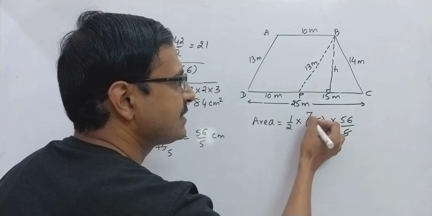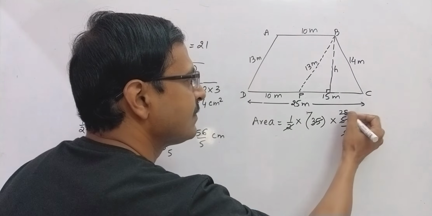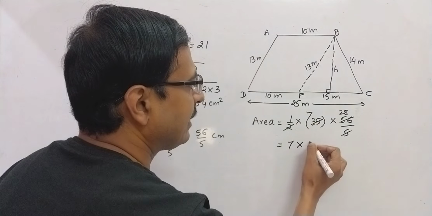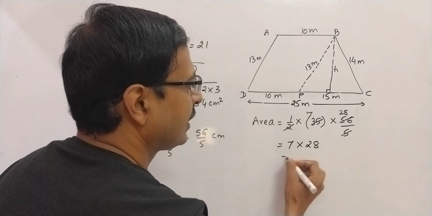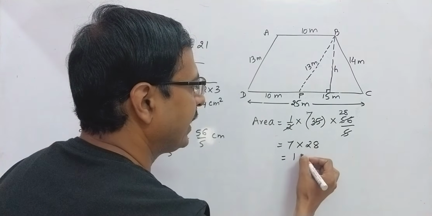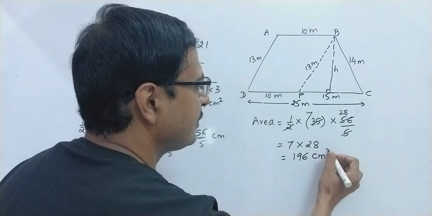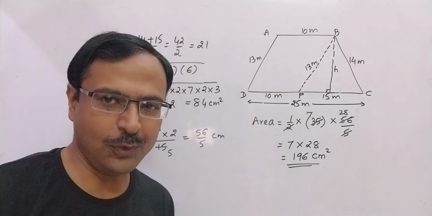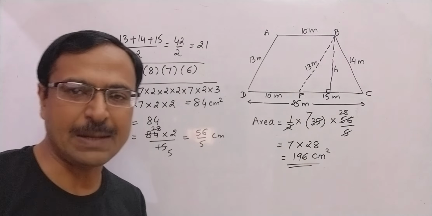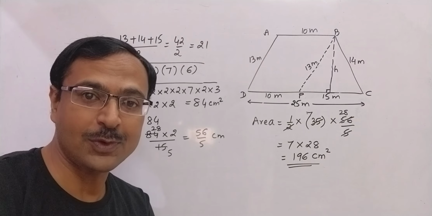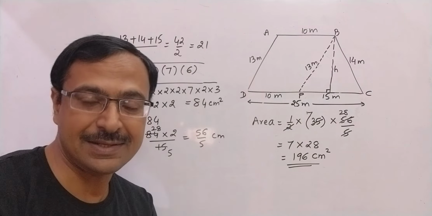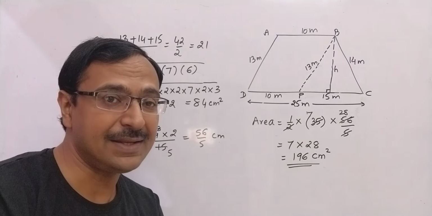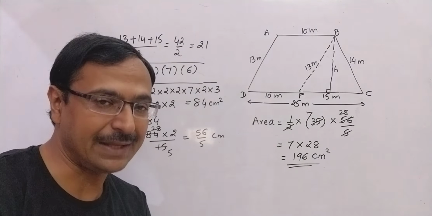Now the calculation is just simple. This is 7 times and this is 28 times. So 7 into 28 will give me my final answer for the question, and this will be 196 centimeter square. So friends, these are the methods you need to follow for cracking these types of questions. The use of Heron's formula is one of the very important things you need to understand, and it is used in some special questions like this.